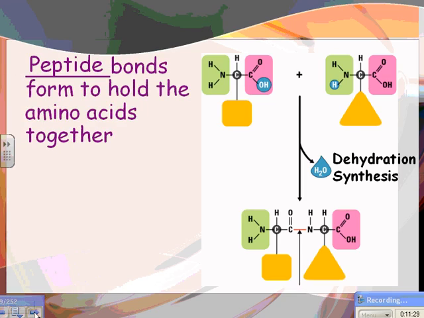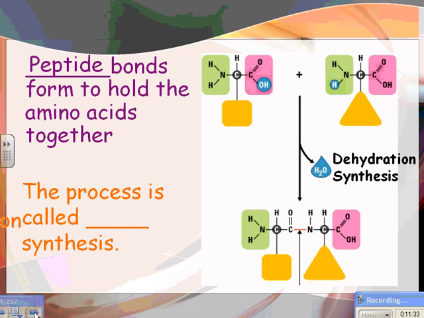Peptide bonds form to hold the amino acids together. This process is called dehydration synthesis. So you're taking water out, you take the OH off the carboxyl group, and you take the H off the amino group, and you join that carbon right to that nitrogen, which is what's happening here. So that's called dehydration synthesis.